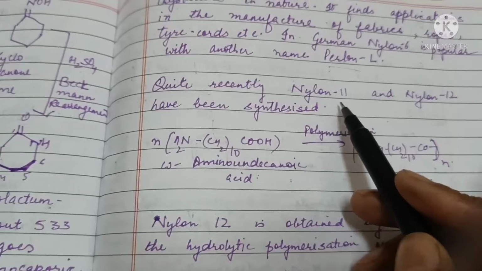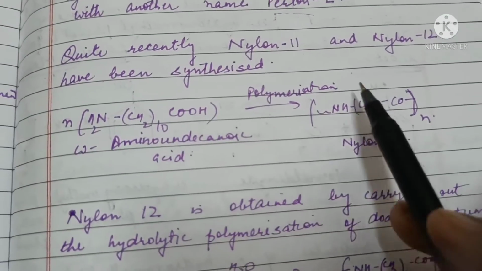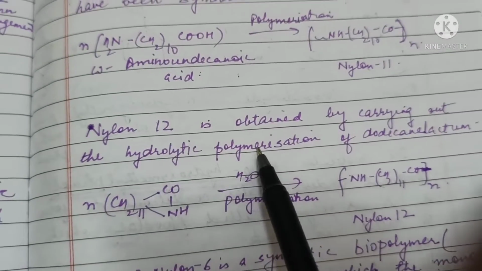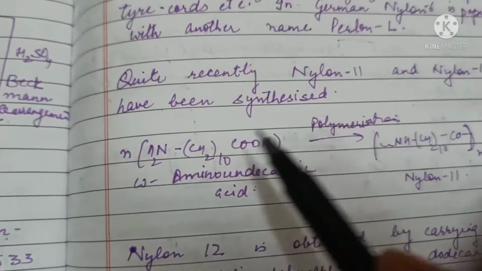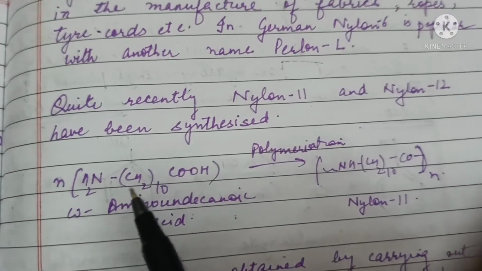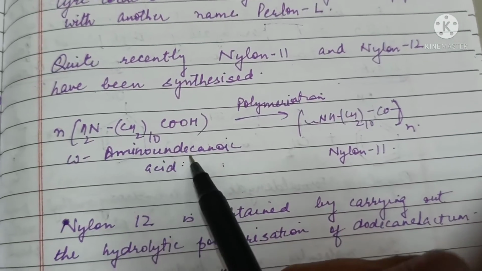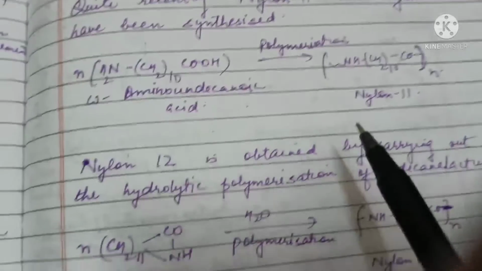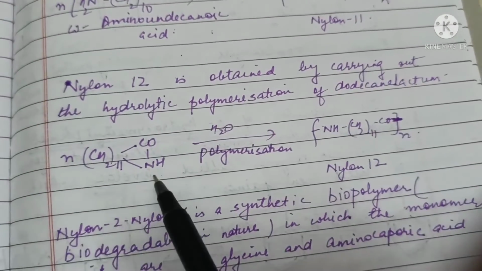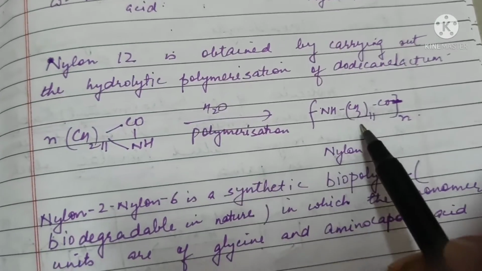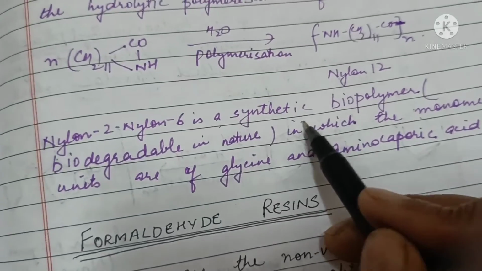Quite recently, nylon 11 with 11 carbon atoms in the repeating unit and nylon 12 with 12 carbon atoms in the repeating unit have also been formed. And nylon 11 is formed by polymerization of omega amino undecanoic acid, and nylon 12 is obtained from dodecane lactam by hydrolytic polymerization. Then we have nylon 2, nylon 6, another synthetic biopolymer.